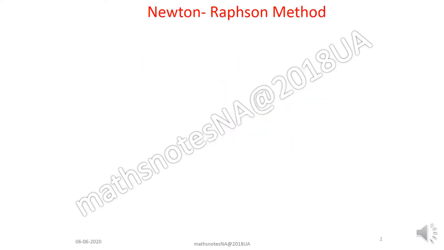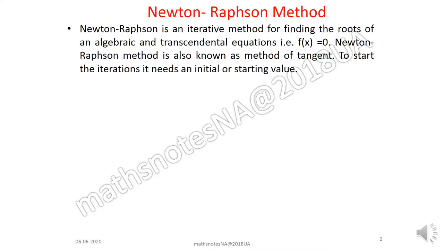What is the objective of Newton Raphson method? Newton Raphson method is an iterative method for finding the roots of an algebraic and transcendental equations, that is f(x) is equal to 0, where f(x) is a function of one variable x and it is same as we took in the bisection method as well as in Regula-Falsi method. Newton-Raphson method is also known as method of tangent.